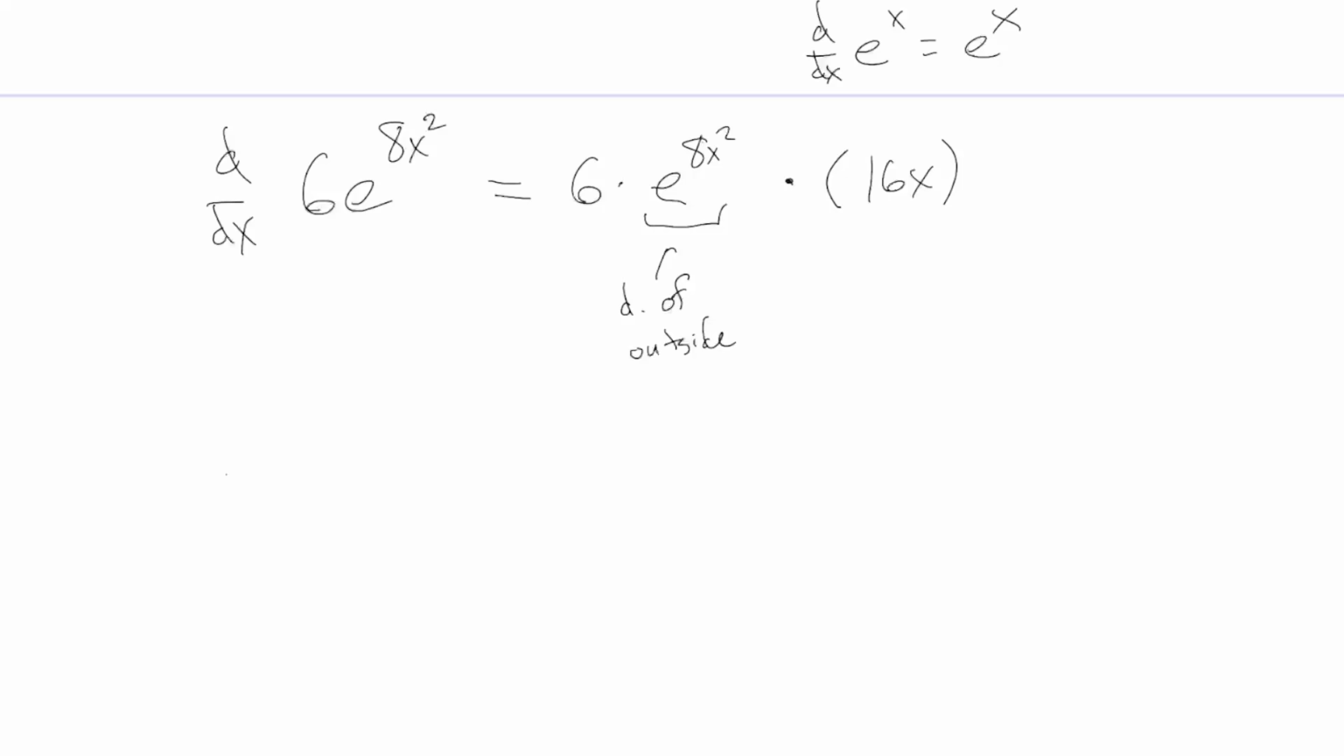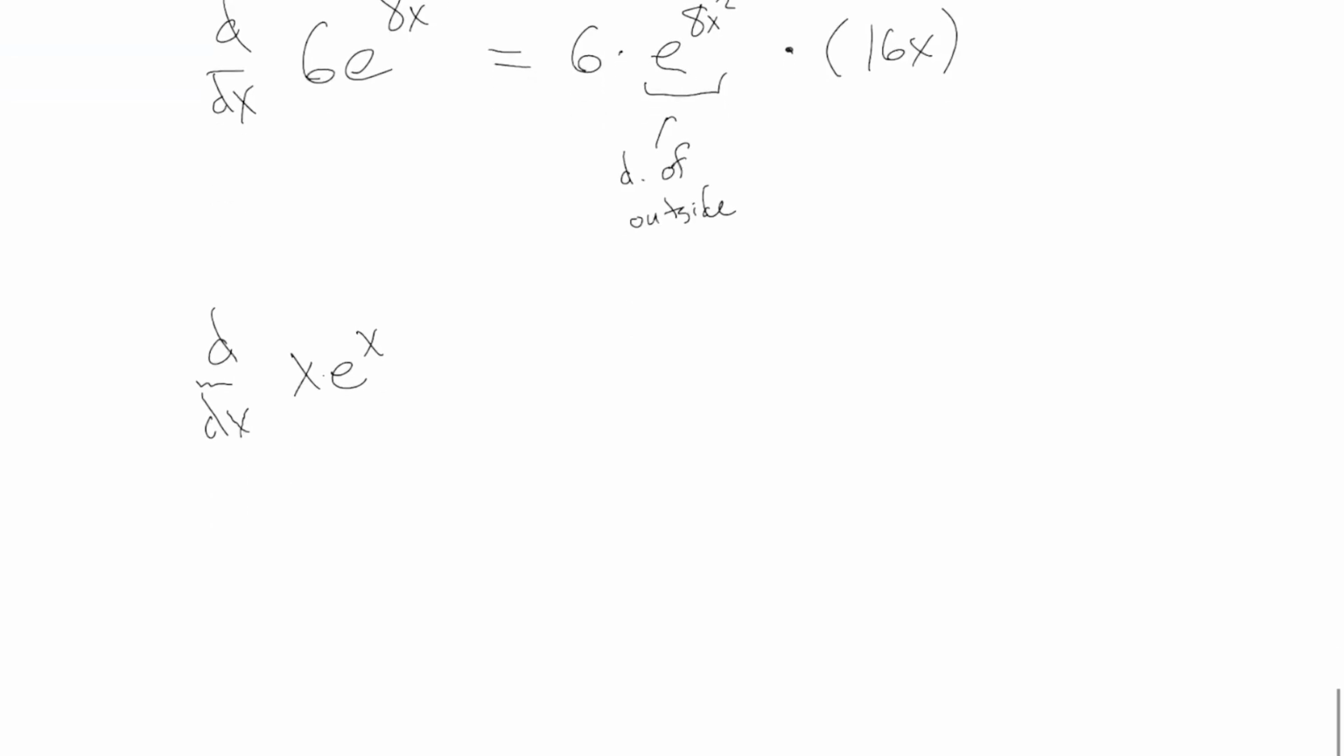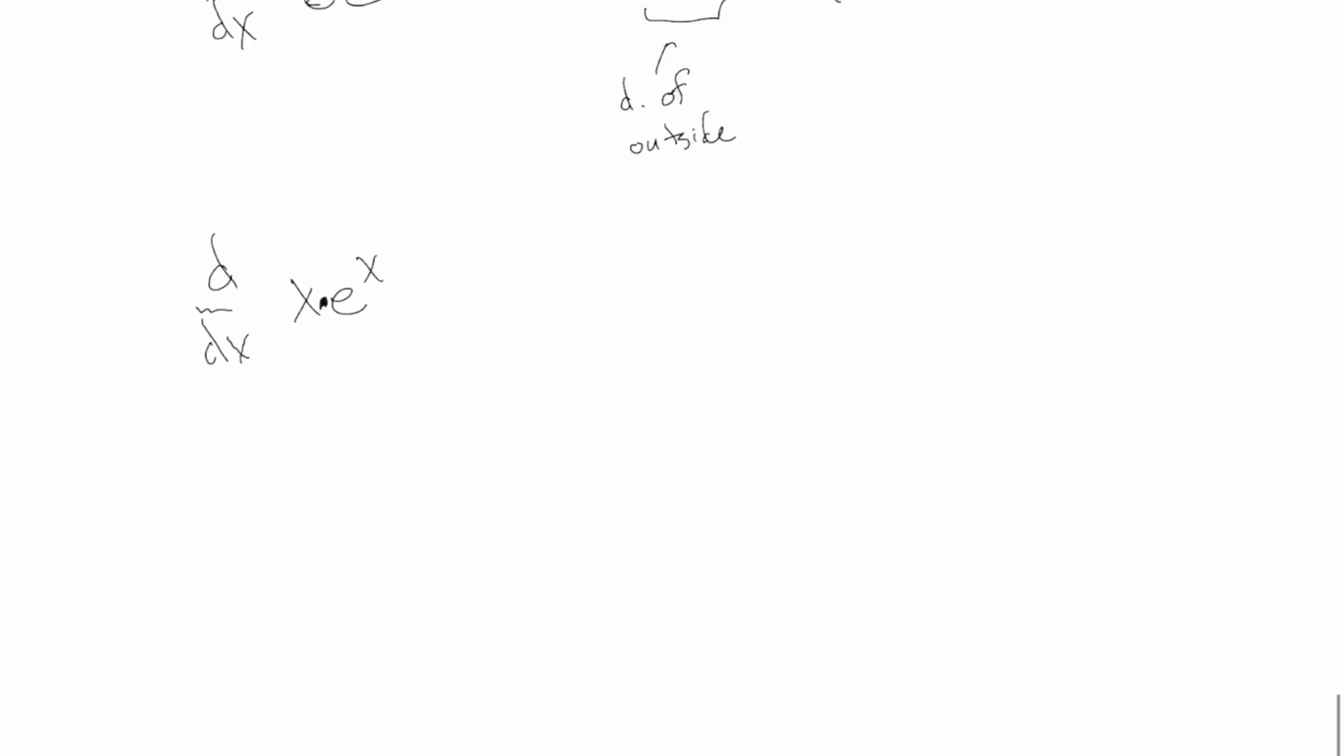How about, this is somewhat weird looking, x times e to the x. It's an e, which is nice. We don't have to do any extra ln business. But what about x in the front? How do we handle x times e to the x? This is 2 things multiplied together, so we must use the product rule. So I got this part and this part, right? And I have to do the product rule now.